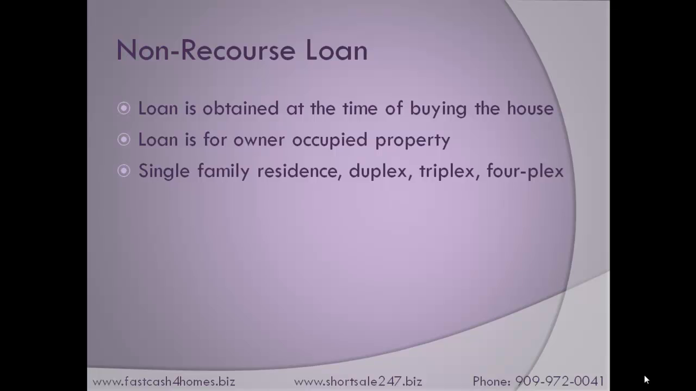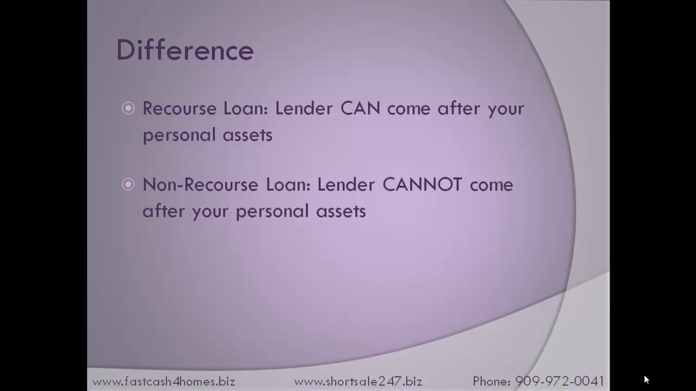Generally, if you take out the loan at the time you buy the house and it's for an owner-occupied property, anything from a single-family residence to a duplex, triplex, or fourplex, as long as you live in it, that's considered a non-recourse loan. Again, owner-occupied, residential, and no more than 1 to 4 units. What does that mean, though? Well, it's critically important to understand the differences, because in the case of a recourse loan the lender can come after your personal assets. With a non-recourse loan, they cannot.